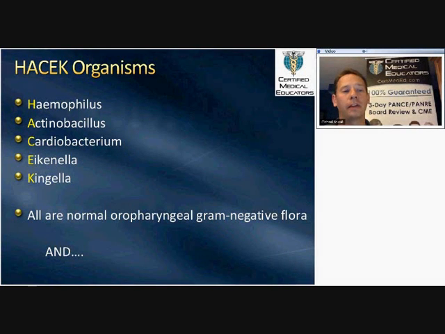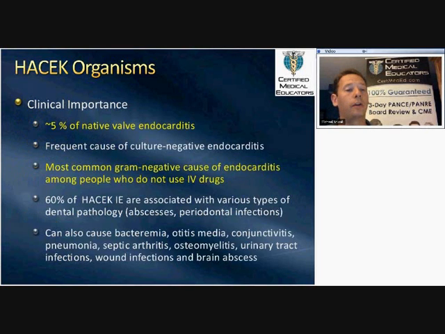HACEK organisms are made up of either Haemophilus, Actinobacillus, Cardiobacterium, Eikenella, or Kingella. Of interest, 2 main things I want to point out. All of these are gram-negative organisms, and all of these are normally found in our oropharyngeal area. They could cause other infections like sinus infections and et cetera. But for this point, we're really going to talk about their importance clinically with native valve endocarditis.